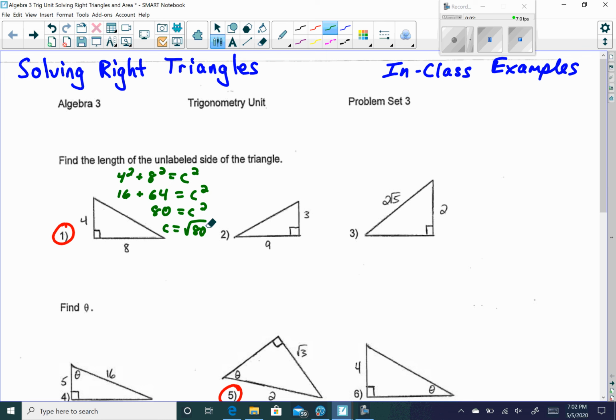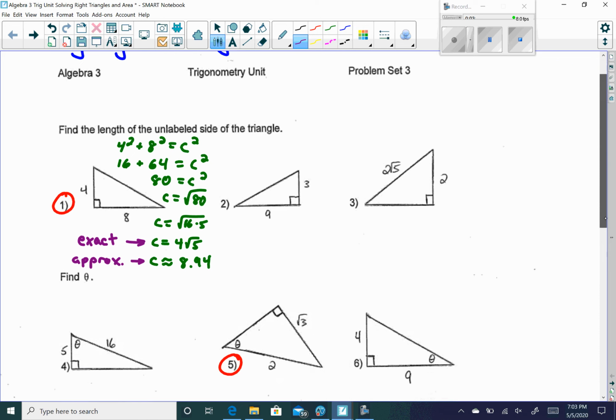Now 4 goes into 80, that's 4 times 20, but 20 also has a perfect square factor, so I want to find something larger. I'm going to try 16, and it's actually 16 times 5. So c is going to equal the square root of 16 times 5, which will now become 4 radical 5. So that is the exact value. And we'll round to the nearest hundredth here. So c is approximately 8.94. Again, this is the exact answer in simplified radical form, and then the second part is the approximate. So for 1, 2, and 3, we're just using the Pythagorean theorem very carefully.